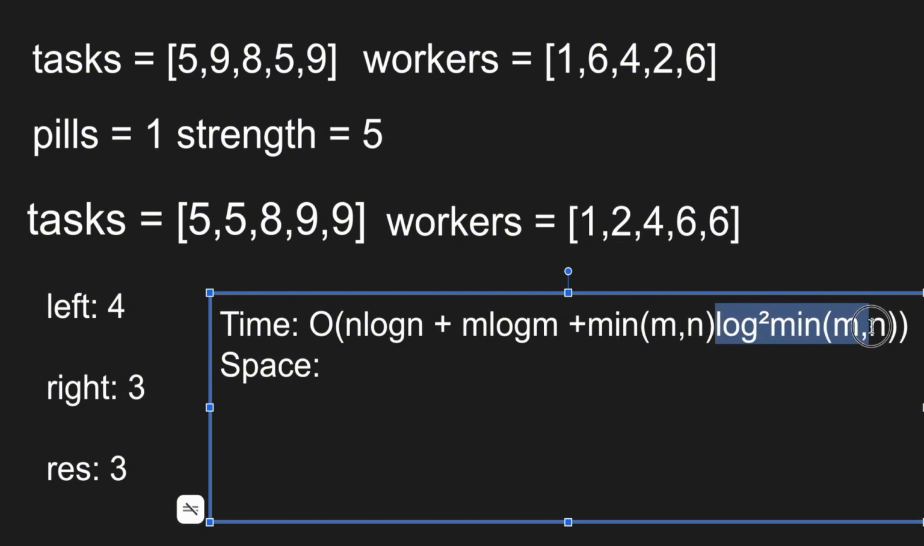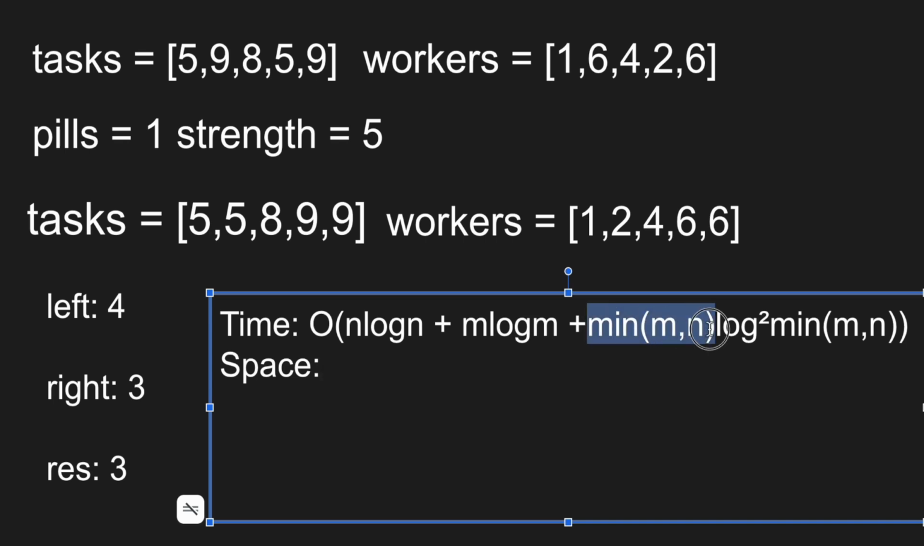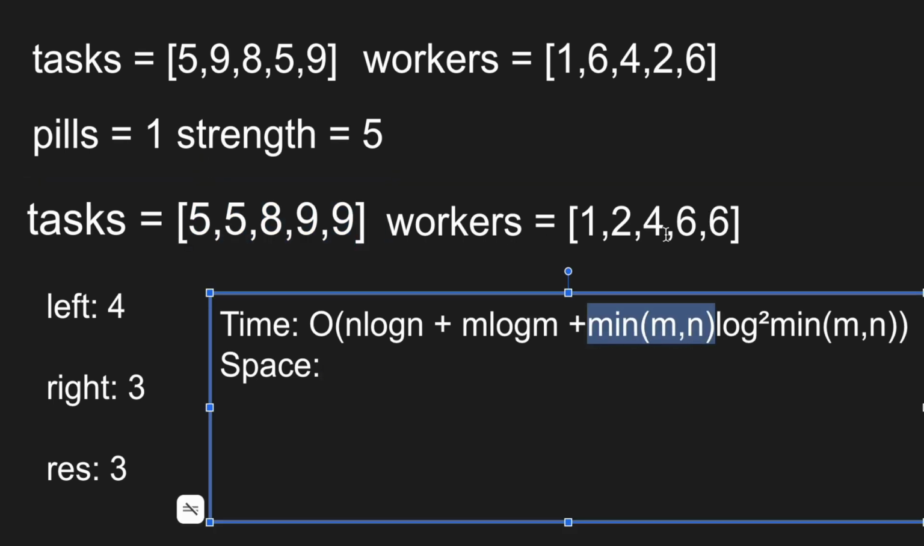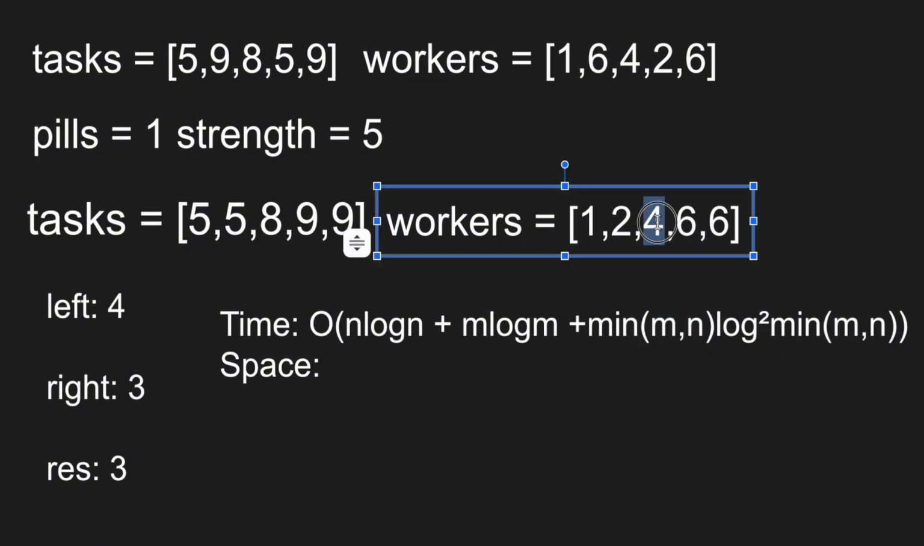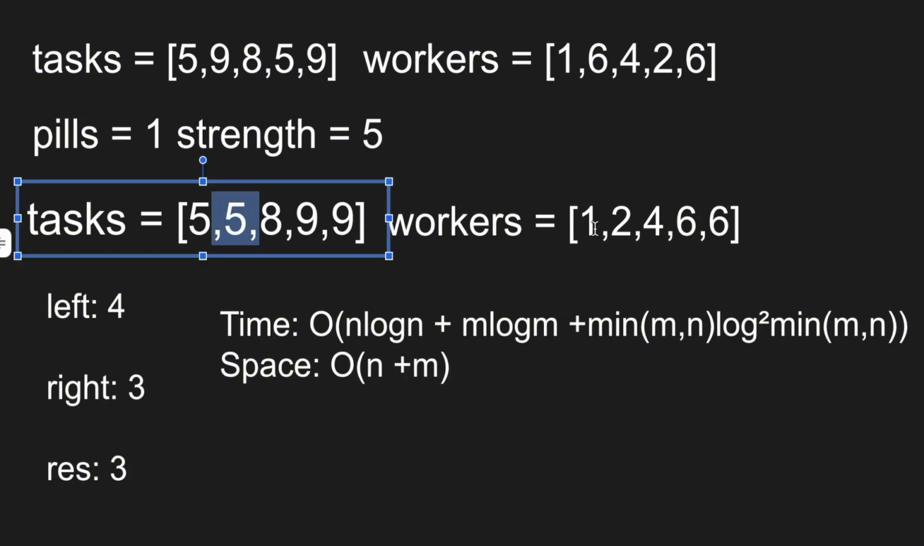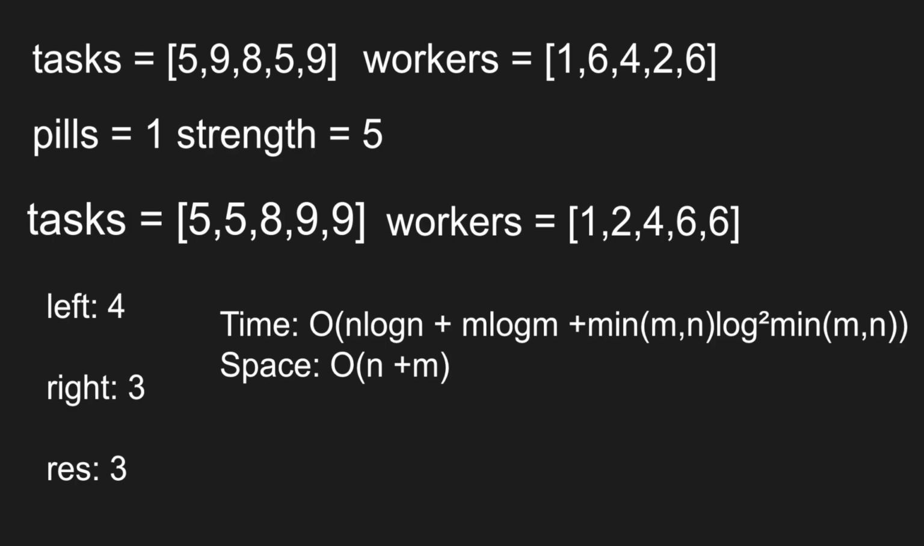So the first log will come from the binary search over here, and then within the binary search we will look through the number of tasks. So that's where this comes from. And as we look through these tasks, we will also use binary search to figure out which worker shall complete which task. So that's why it's log squared over here. And the space complexity would depend on which language you're using, but I'm using Python. So for my case, it would be N plus M because sorting these 2 arrays would take up N plus M space. So now let's get to the coding part.